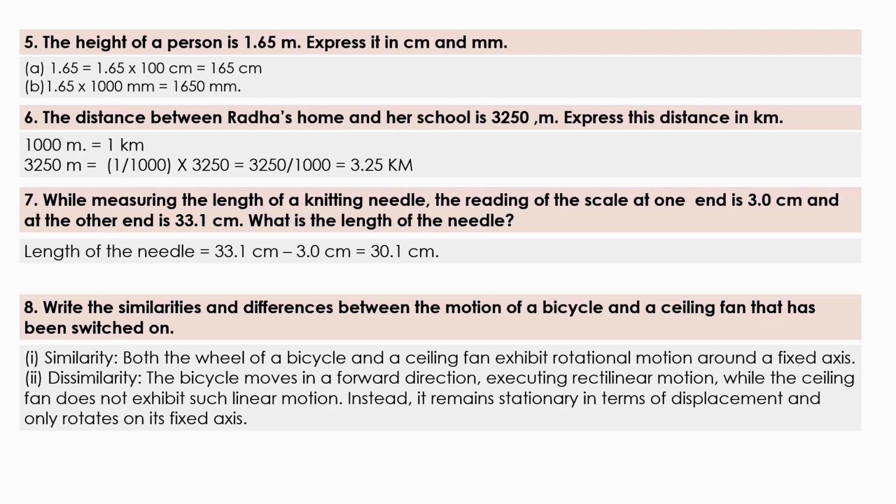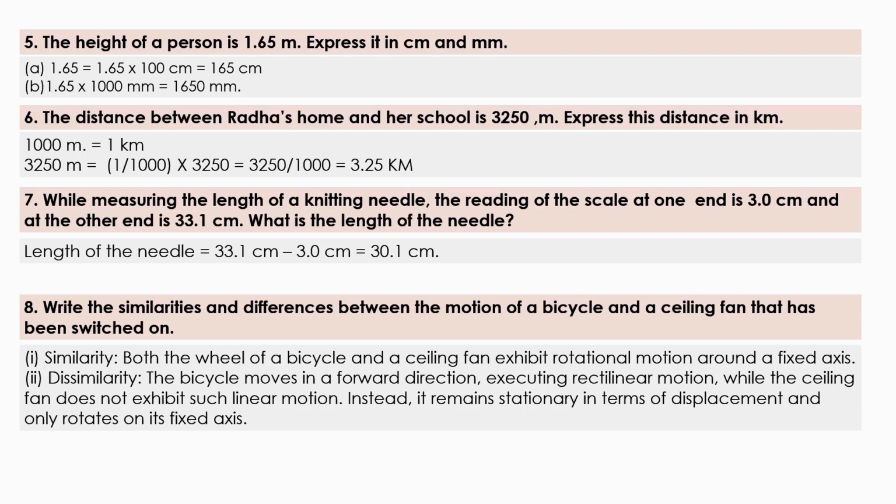Question number 6. The distance between Radha's home and her school is 3250 meter. Express this distance in kilometer. So we know 1000 meter is 1 kilometer. So 3250 meters is equal to 3250 by 1000, which is 3.25 kilometers.